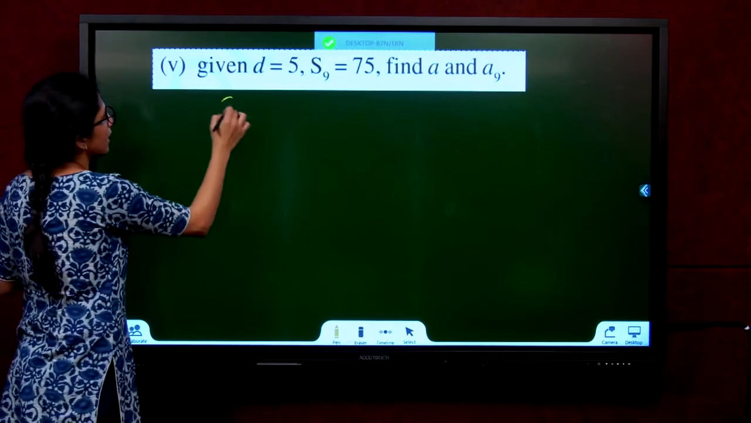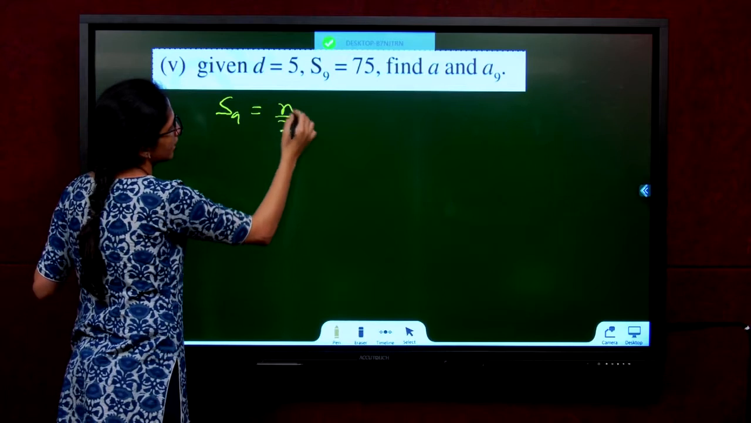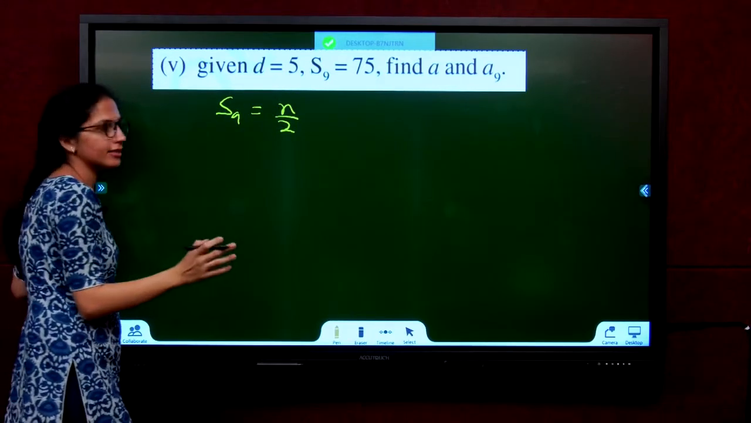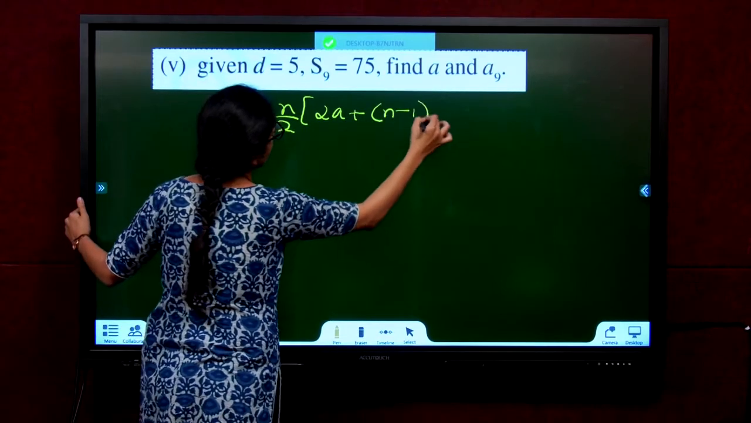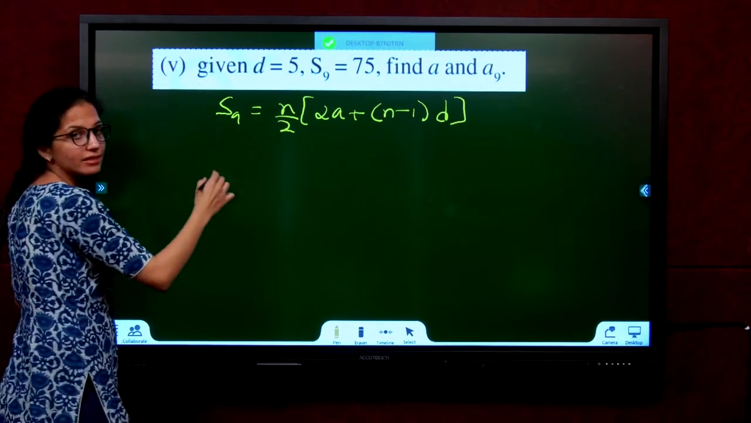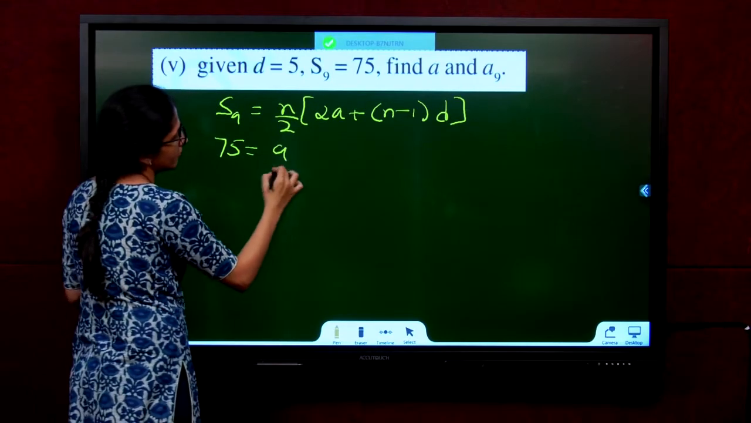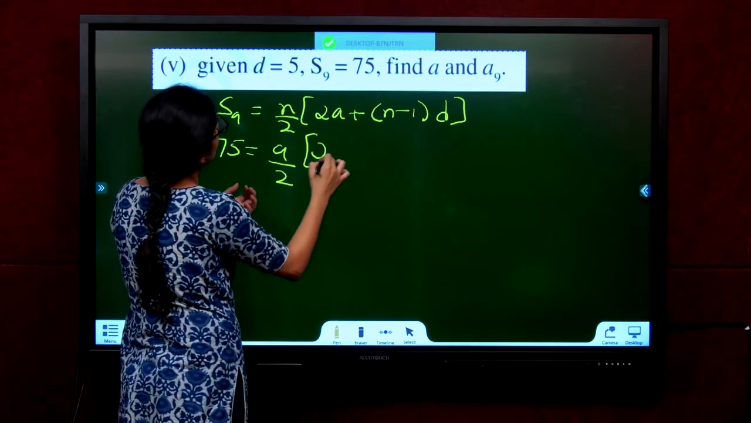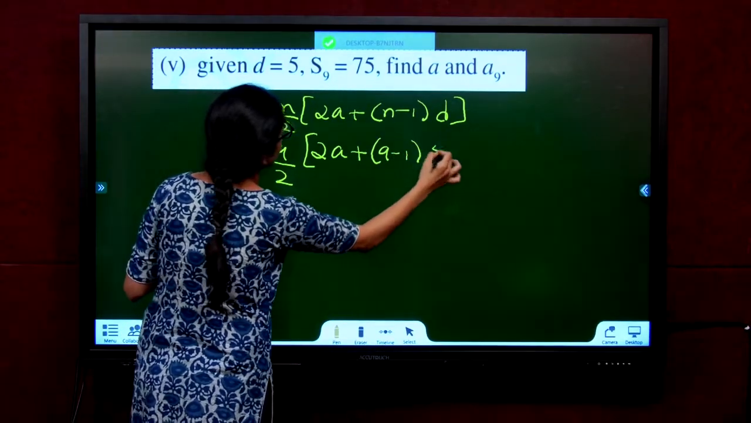Next question. S9 is given. So, what is the formula of S9? n by 2, they have given D also. So, use the second formula: 2A plus n minus 1 into D. S9 is 75. n is 9 by 2, 2 into A we don't know, 9 minus 1, D given is 5.